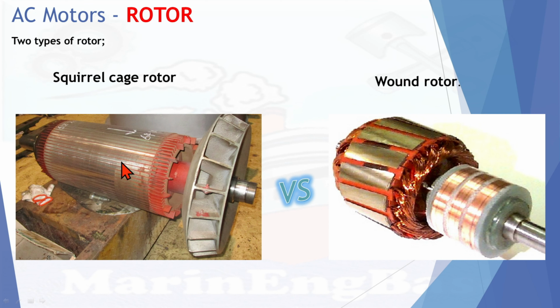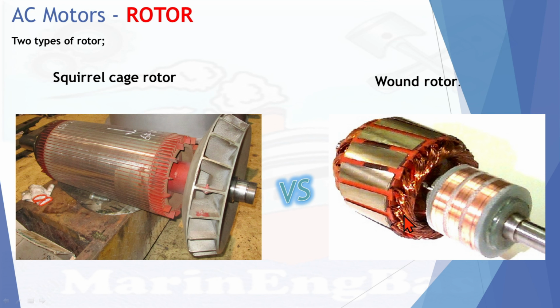The rotors, majorly there are two types. The first one, you can see, is a squirrel cage rotor, because the shape is almost similar to a squirrel cage. You cannot see any winding here. These are just conductor bars, aluminium or copper, connected at their ends with an end ring, creating a loop. We will discuss that later.